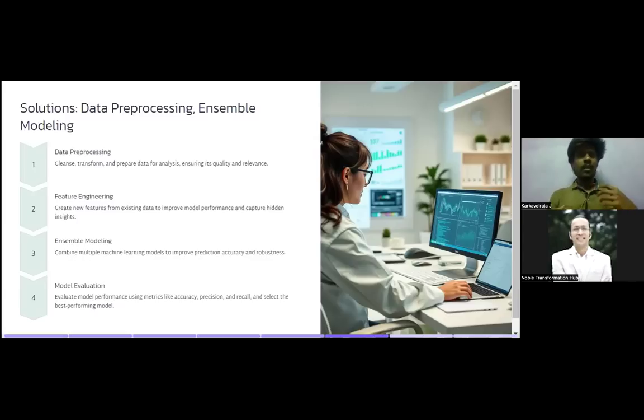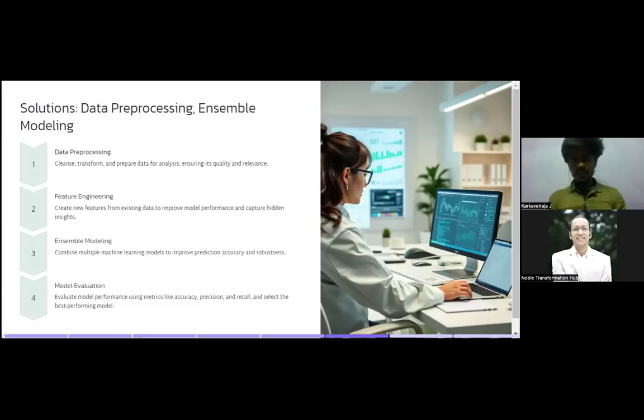From today to 20 days plus, you are going to learn what ensemble learning is. Consider the term ensemble as combining multiple things. If you combine multiple things, you get a robust result. Next, we need to go for model evaluation, evaluating model performance using metrics like accuracy, precision, recall, and select the best performing model.